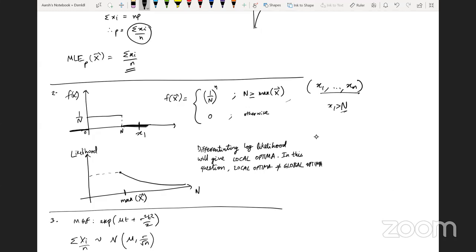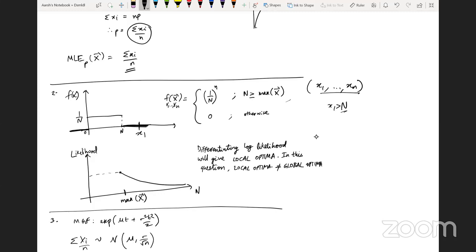Which is why we write here that if the maximum value observed is greater than capital N, then the likelihood function will be 0. And if it is less than or equal to capital N, then each sample has equal probability of 1 over n, because this is distributed uniformly in this interval. So the joint distribution will just be the product of 1 over n, small n times. So we'll get 1 over n to the power n, which is the joint distribution.